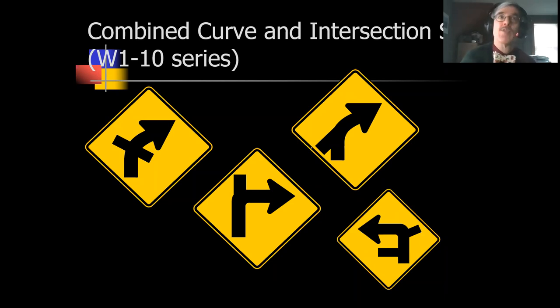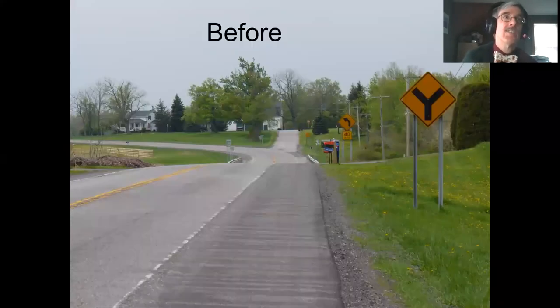So here's an actual intersection. Can somebody tell me what sign I should have here instead of the Y, by the way? The main road goes off to the left. So what sign should I have actually had there?